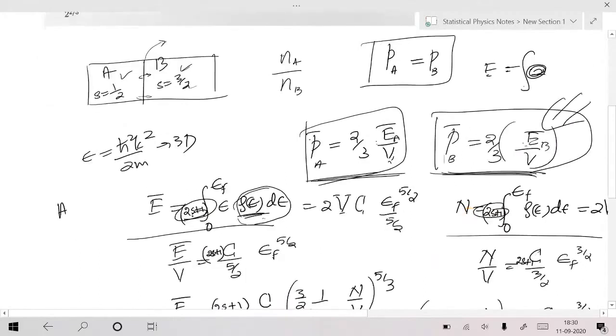Are you getting my point? The expression that you have written for PA and PB... Yes, sir, they are actually derived by using a spin half particle. No. These things are for fermions.